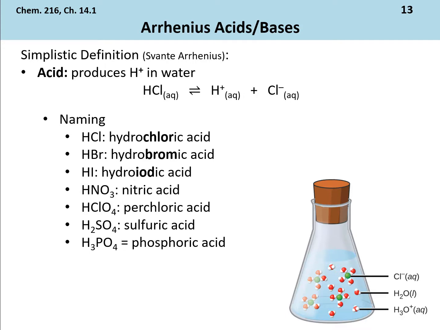A little something about naming. When we talk about acids, we can talk about hydrochloric acid, hydrobromic acid, hydroiodic acid: HCl, HBr, HI. We also have nitric acid and perchloric acid, sulfuric acid, and phosphoric acid. These are all common acids that you should know and be ready to use. In a little bit, we'll talk about weak versus strong acids.